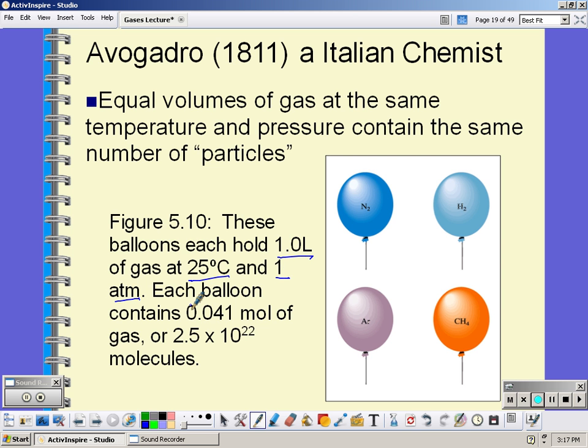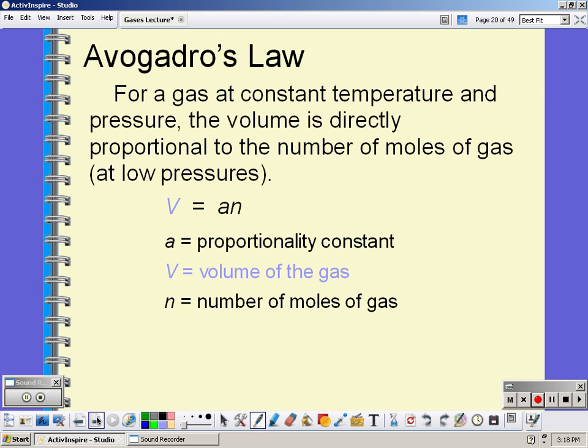And if you think about your ideal gas law, if P is constant, V is constant, R and T is constant, that means n also has to be the same. And because moles and molecules are related through Avogadro's number, if you have the same number of moles, you're going to have the same number of molecules. So Avogadro's law, for a gas at constant temperature and pressure, the volume is directly proportional to the moles. So you can actually set up n1 over V1 equals n2 over V2. And if you were to graph it, it's a direct relationship.